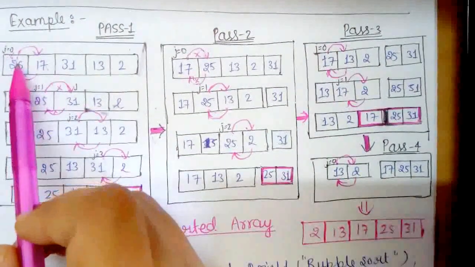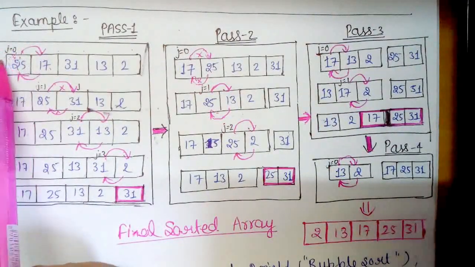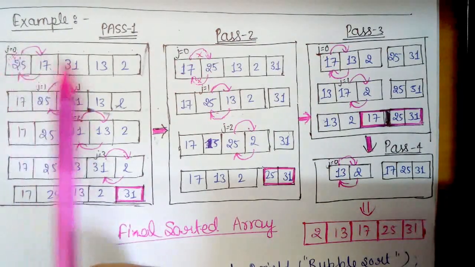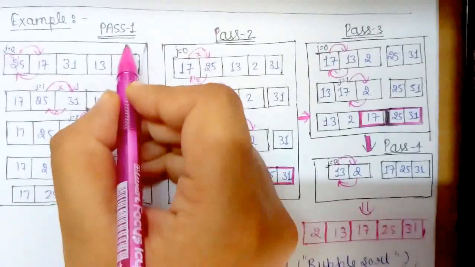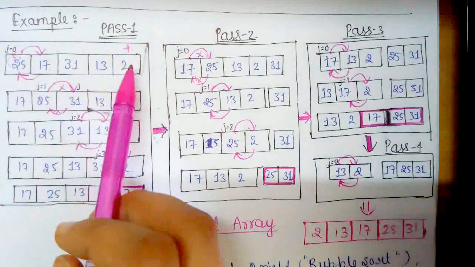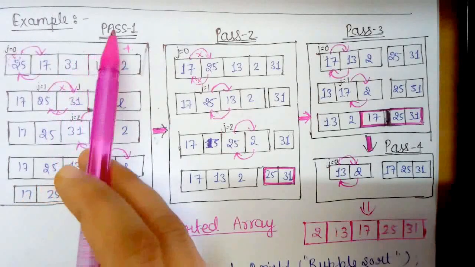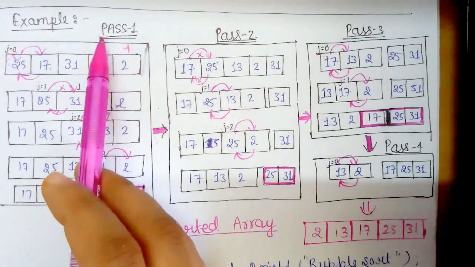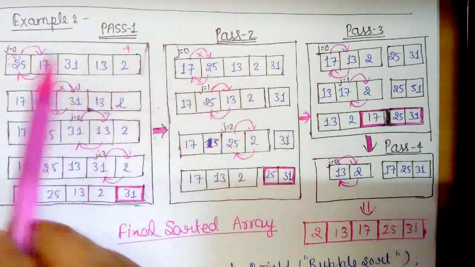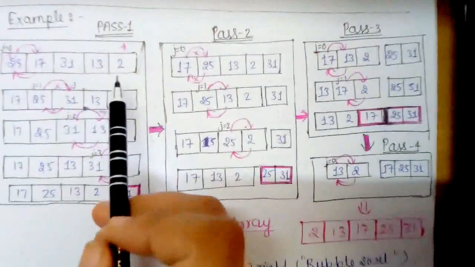Now this is an example of bubble sort. If we have 5 elements, our array ranges from 0 to 4. With 5 elements, we always require only 4 passes. Here I have drawn the example: pass 1, pass 2, pass 3 and pass 4. Whenever we have 5 elements, we always require 4 passes.